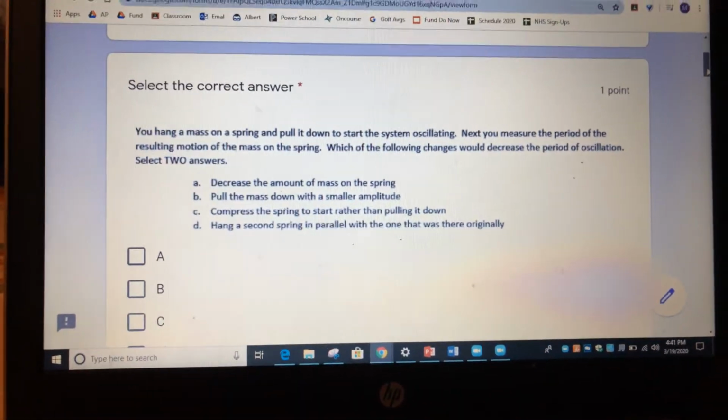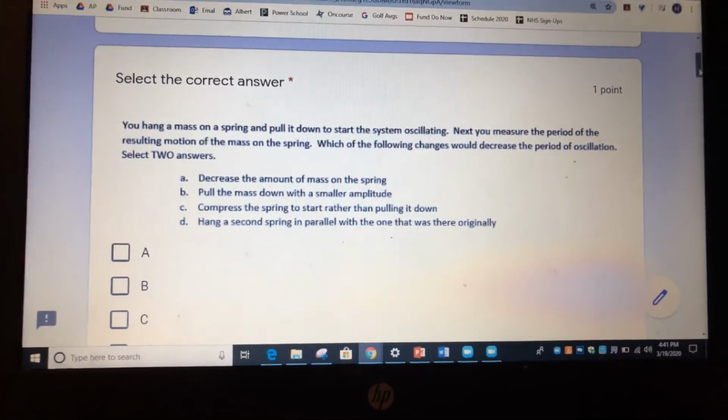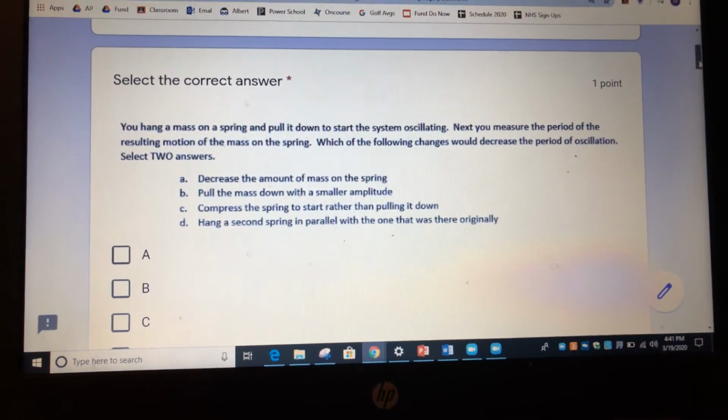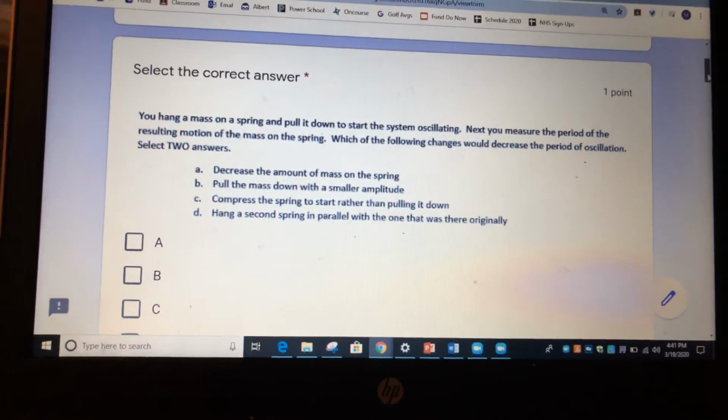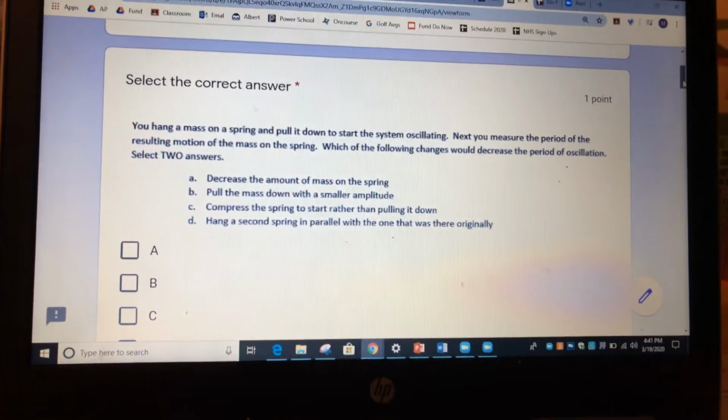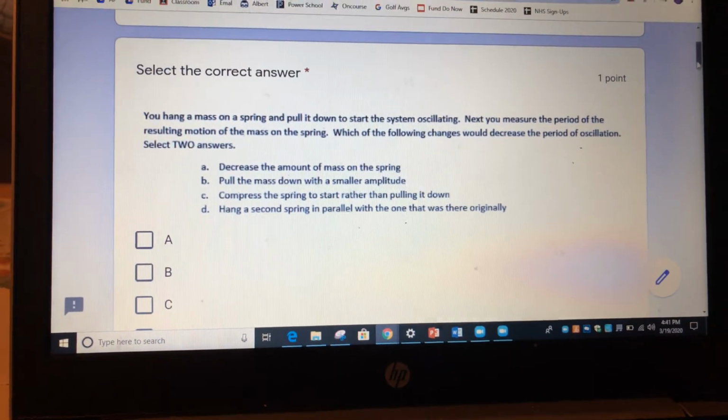Okay, just going to go through this test for some people that asked. This question right here: you hang a mass on a string and pull it down to start the system oscillating. Next, you measure the period of the resulting motion of the mass on this spring. Which of the following changes would decrease the period of oscillation?